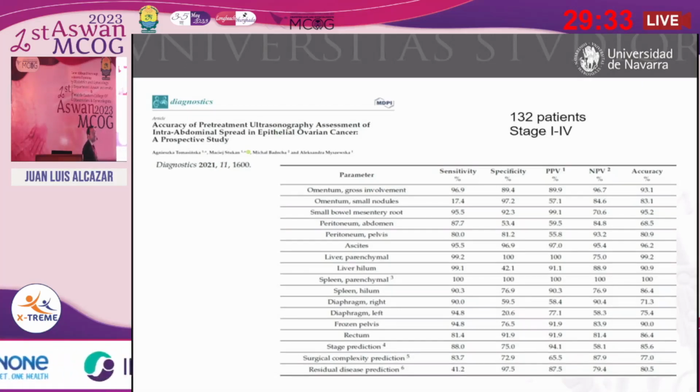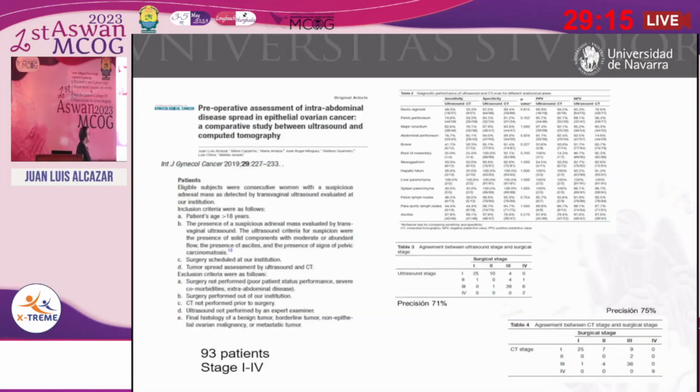But the point was, okay, is ultrasound inferior to CT scan to detect tumor spread within the abdomen in patients with ovarian cancer? So we performed a comparative study comparing ultrasound and CT scan. And sorry for this table, but when we compare sensitivity and specificity for at least 12 different anatomical areas, we didn't find any significant differences in terms of sensitivity and specificity.